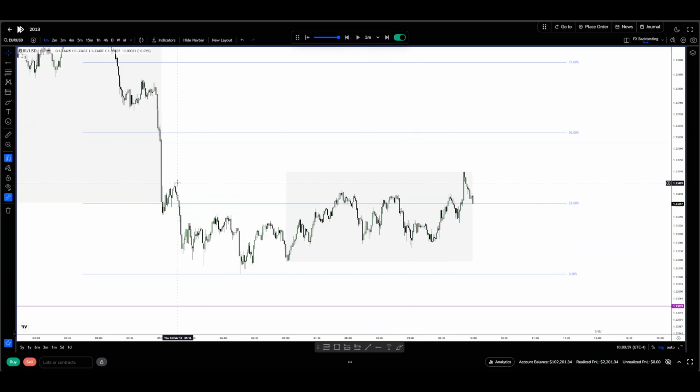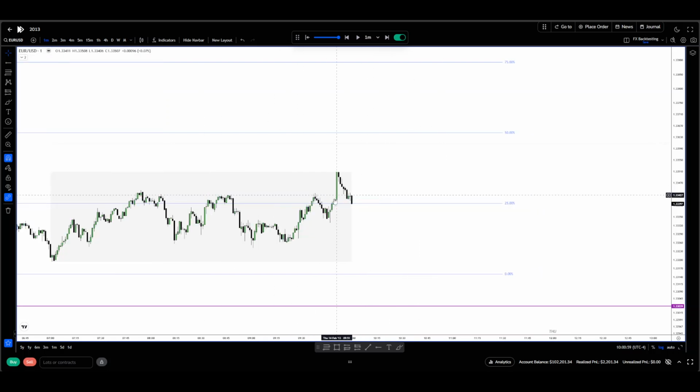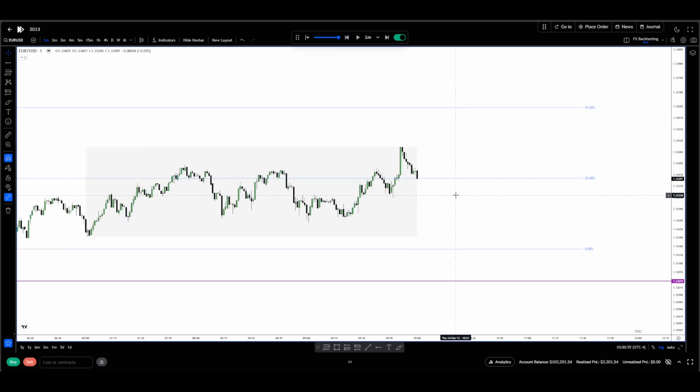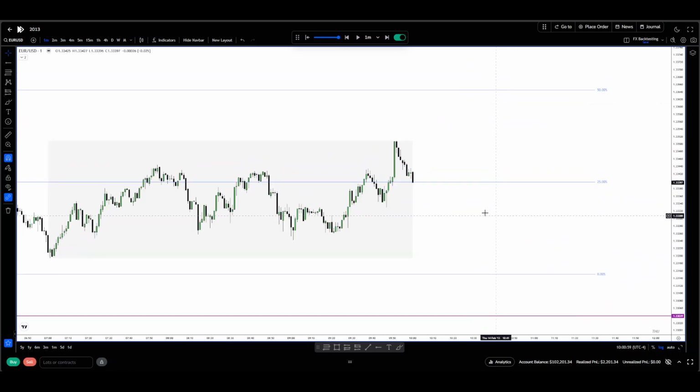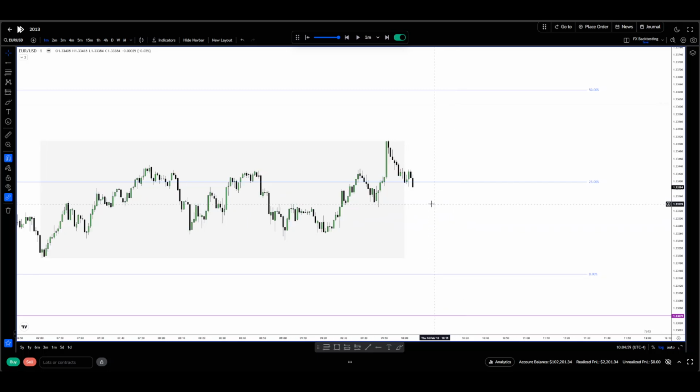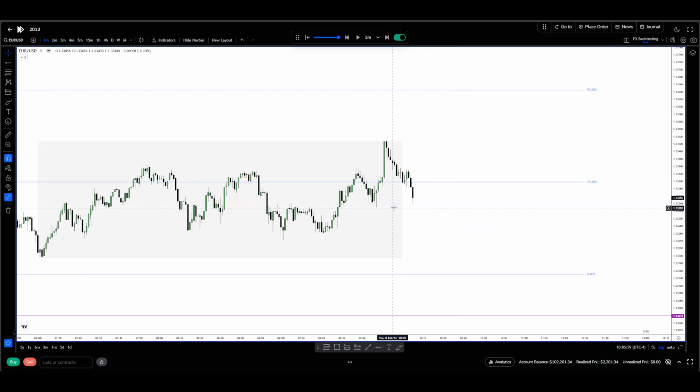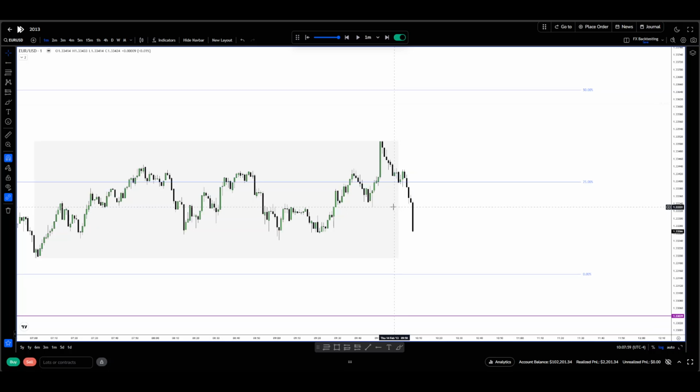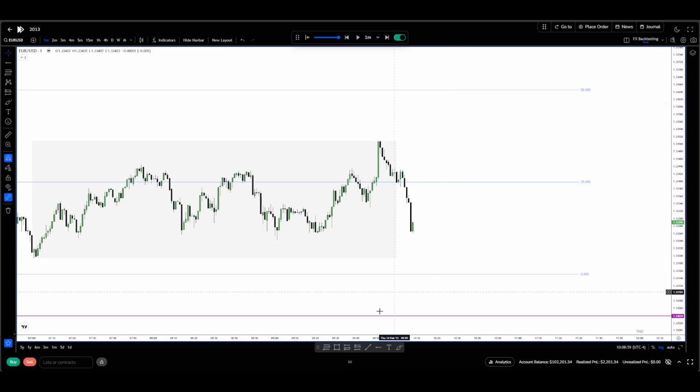So now we took out this high and all those relative equal highs. So we see this very nice displacement leg up. And now obviously I want to see speed below this low. There's the speed, there's the value gap. So I'm entering short now.